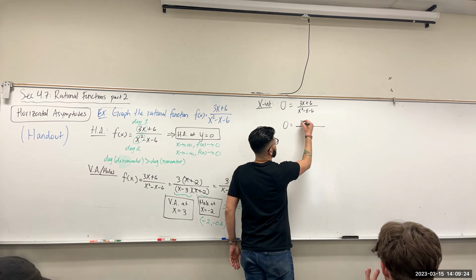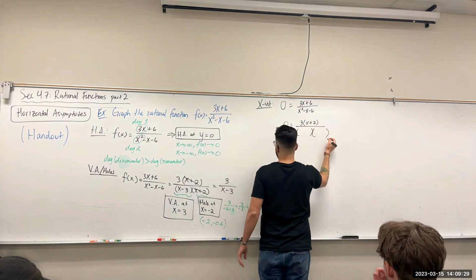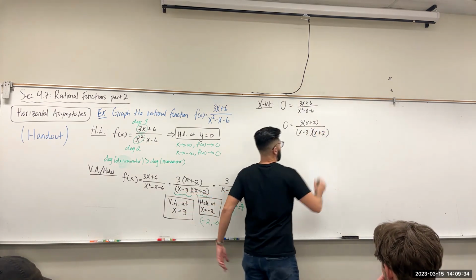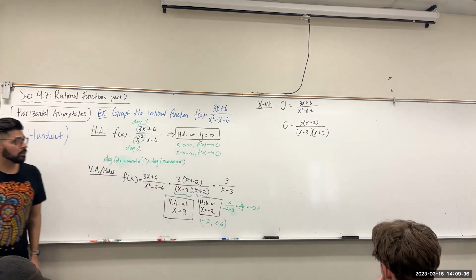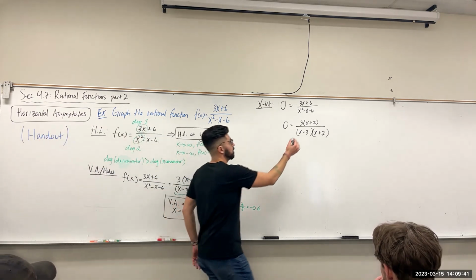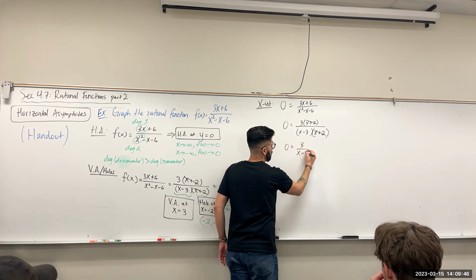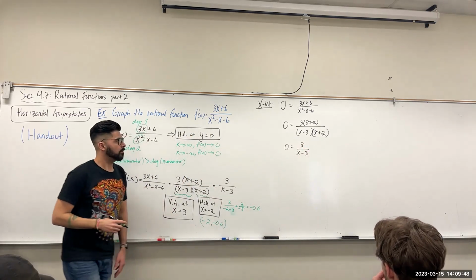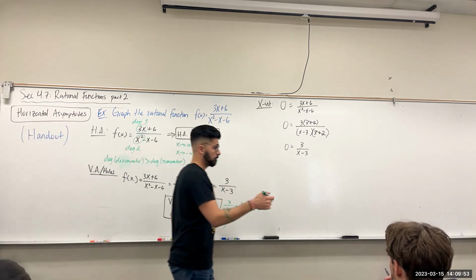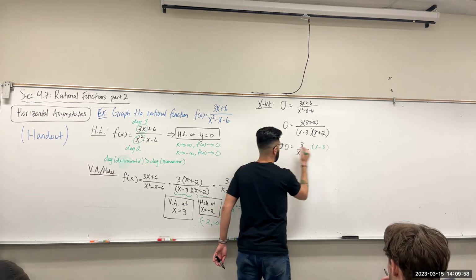Okay, so I'd get that, and then it was, what was it? It was x minus 3 and x plus 2. Okay, and then from there, what would you guys do? Cancel out the x plus 2s. Okay, and then from here, what would we do? Multiply both sides by x minus 3. Beautiful.